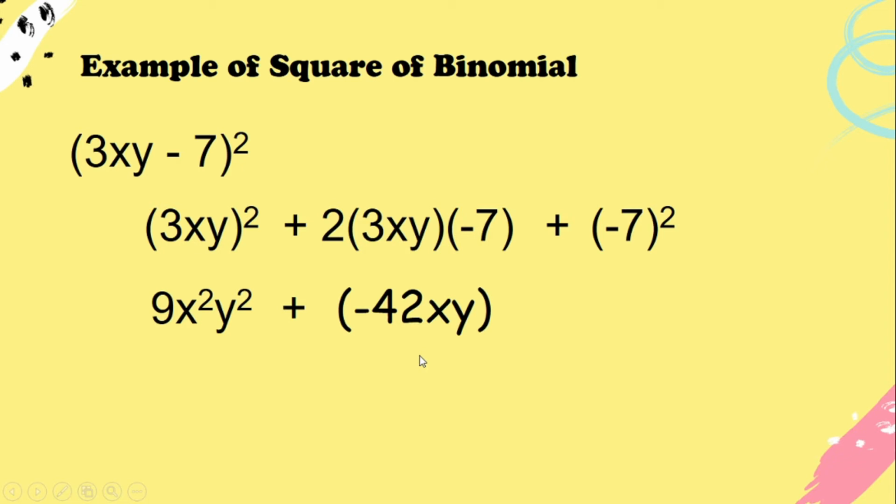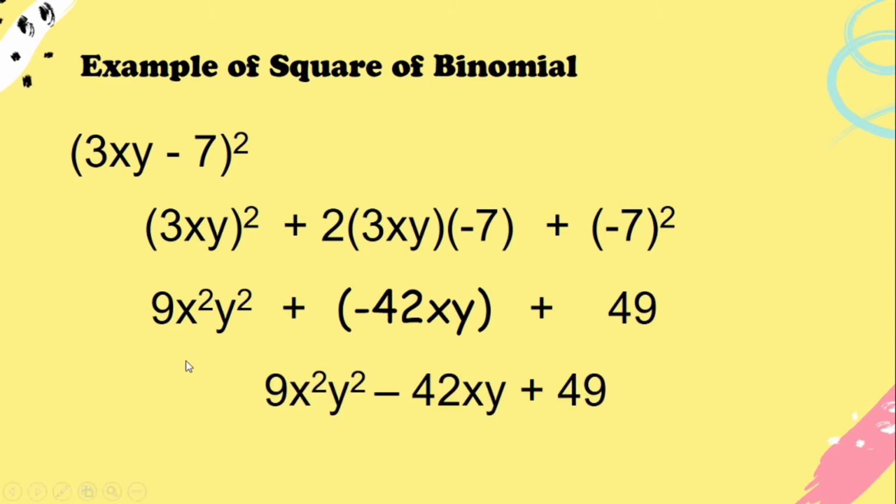So finalizing the answer, we can't combine these because they are not like terms. They have different numerical coefficients and literal coefficients. So you have the final answer, 9x squared y squared plus and minus ulit. Kaya nga sinabi ko, so that is subtraction, minus 42xy plus 49. Okay, so that is square of a binomial.